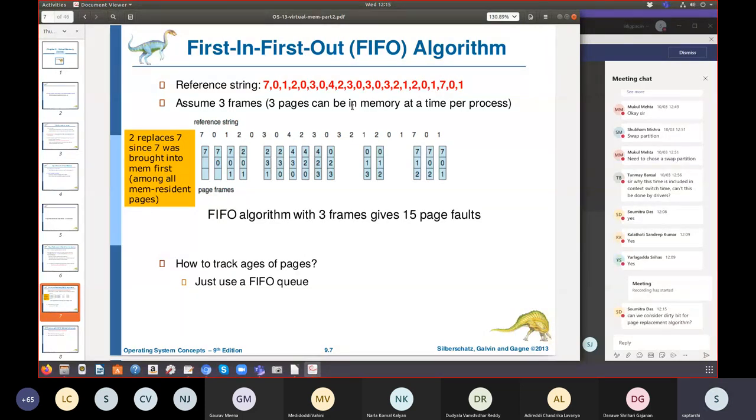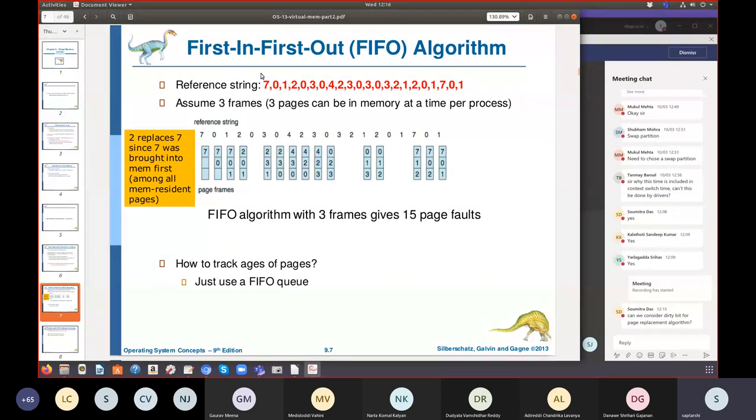Okay, Soumitra has a question. Can we consider dirty bit for page replacement algorithm? Yes, you can. But for now, we are not considering that. Sure, you can consider dirty bit for page replacement algorithms, and some algorithms do that. We will come across such an algorithm, but we will start off with algorithms which do not consider dirty bit.